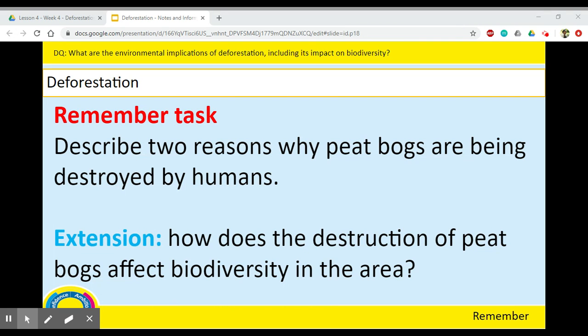Today we are looking at deforestation. So to begin with, have a look at this starter. We've got a remember task and an extension. Start with the remember task and move on to the extension.